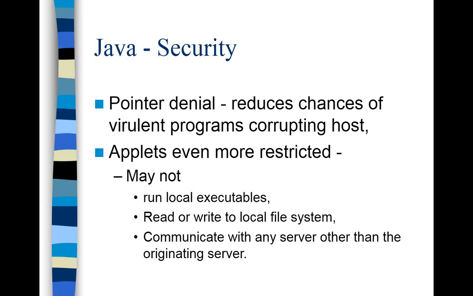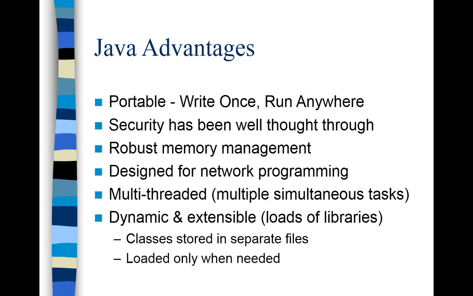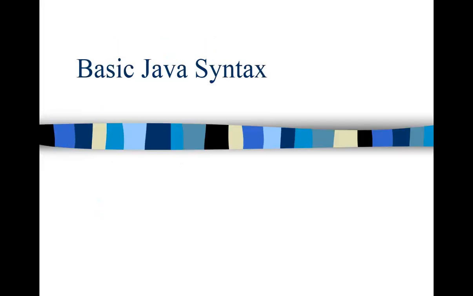Anyway, we have already discussed that Java supports object-oriented design and in turn supports polymorphism, inheritance, encapsulation and abstraction. Java programs contain nothing but definitions and instantiation of classes. Everything is encapsulated in a class because Java is an object-oriented programming language and everything has to be represented as an object, and hence has to be inside a class. Advantages we have seen a lot of times, so I'll skip that.